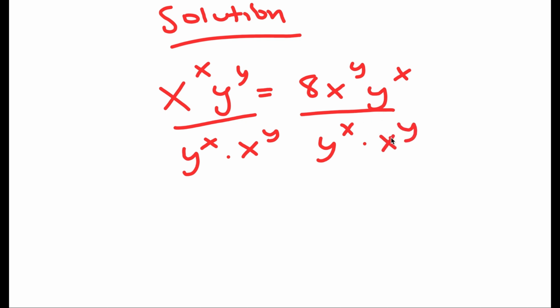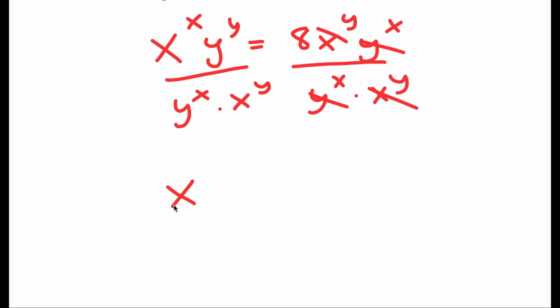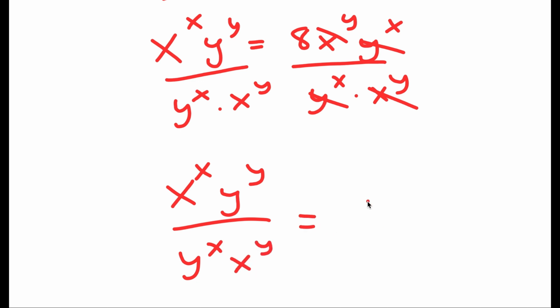So for my right hand side, these two cancel out and these two cancel out, and I'm left with x to the power of x times y to the power of y over y to the power of x times x to the power of y is equal to 8.